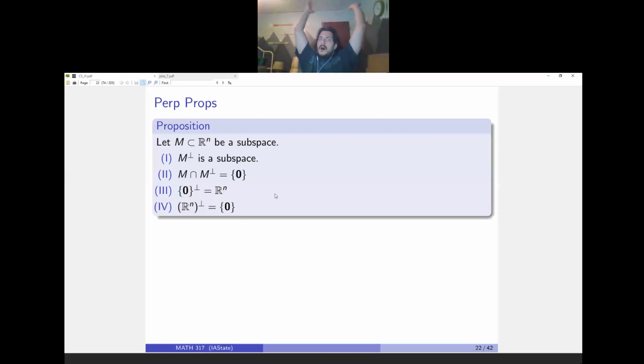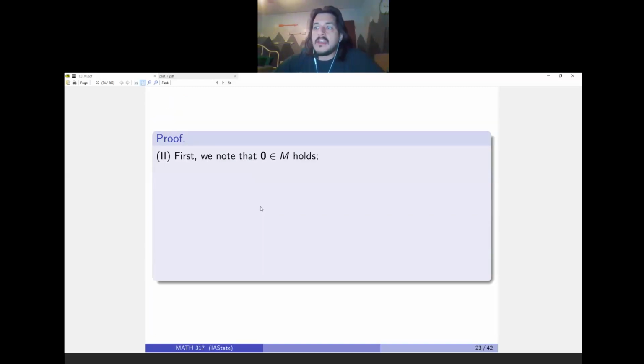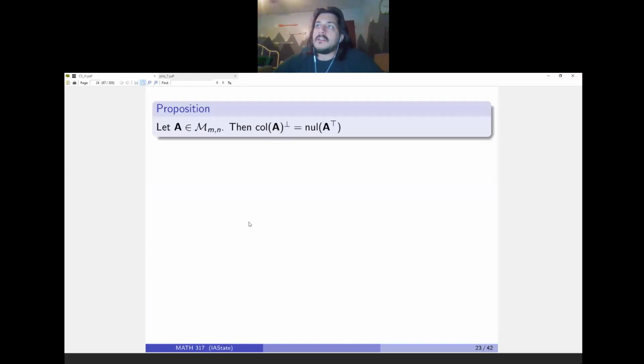Okay, so now I've got 2 minutes. Let's just stop for right now. Next time we will prove that M-perp has these nice properties, and after we do that, we'll then prove some other neat stuff. One of my favorite results is that the perp of the column space is the null space of A transpose. That's a fun little result. It turns into a T. You pull it in and it turns into a T.